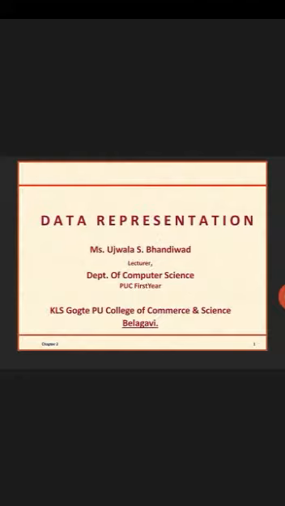In the last class, we started with the new chapter, data representation. In that we learned 4 different types of number systems. They are decimal, binary, octal and hexadecimal. We also learned how to convert from decimal to other number systems. In today's class, we will be learning how to convert from other number systems to the decimal number system. That is exactly the opposite way.